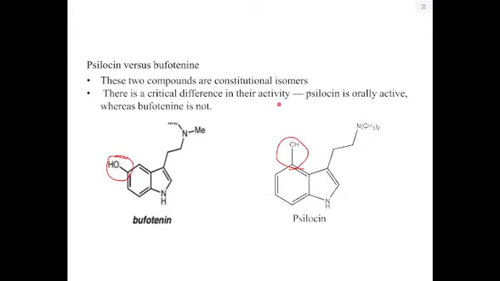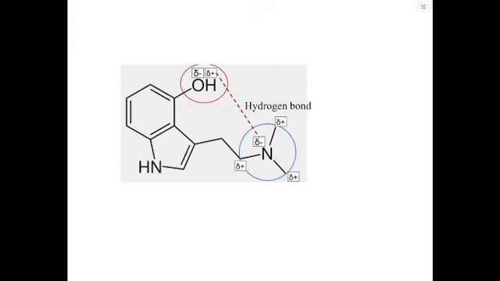There is a critical difference in the activity. Psilocin is orally active, whereas, as we have said, bufotenine is not orally active. And now we explain why. And as I had already said, if you look at this is a hydroxyl group, whereby that hydroxyl group, that is delta negative, delta positive, and then you have your nitrogen, that's delta negative, and you can have a hydrogen bond, and the hydrogen bond will be the bond between an oxygen through hydrogen to nitrogen.